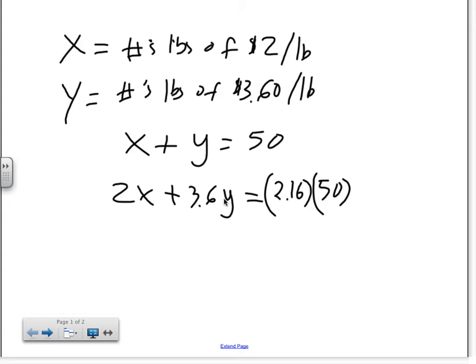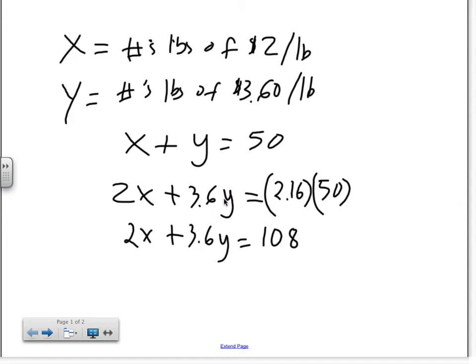All right, so let's kind of clean it up a little bit. 216 times 50, we found it to be what? How much is it again? 108. So I'm going to go ahead and write that. 2x plus 3.6y equals 108. And because I hate decimals so much, I don't want to see it there at all, how do I clear that decimal?